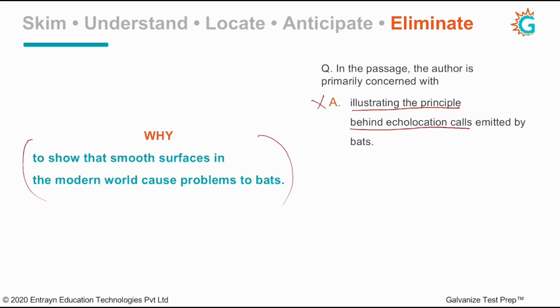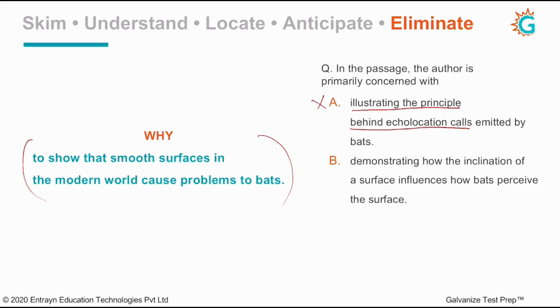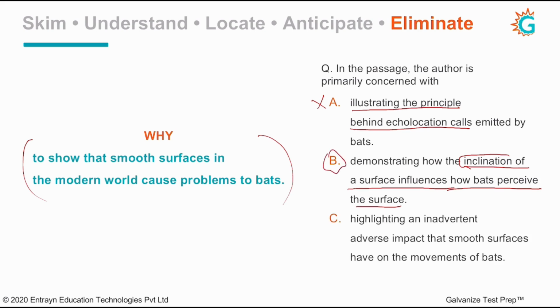So A is incorrect. Let's look at choice B, demonstrating how the inclination of a surface influences how bats perceive the surface. Well, the author does talk about smooth and vertical and horizontal surfaces, which could be something about the inclination, but the author has not written the purpose just to show how the inclination affects how bats perceive the surfaces. So this is a little iffy for me. Let's come back to it and let's hope that C is a better and more concrete answer choice.